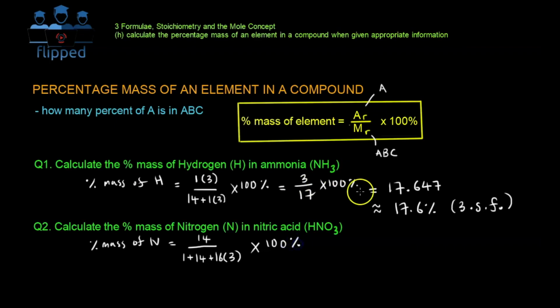I'm skipping this step now, because if you use a calculator, you don't have to write this step at all. You can just write the answer, which equals 22.2%. This is also in 3SF.